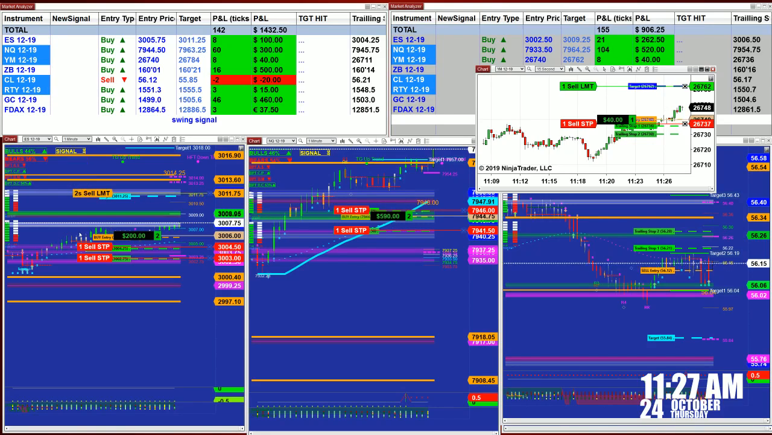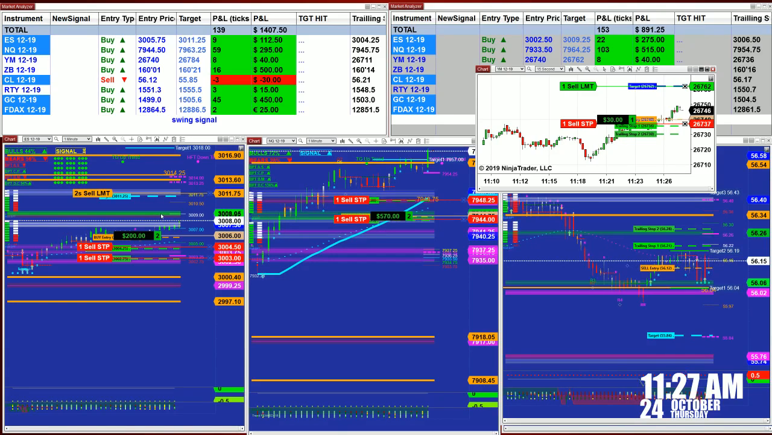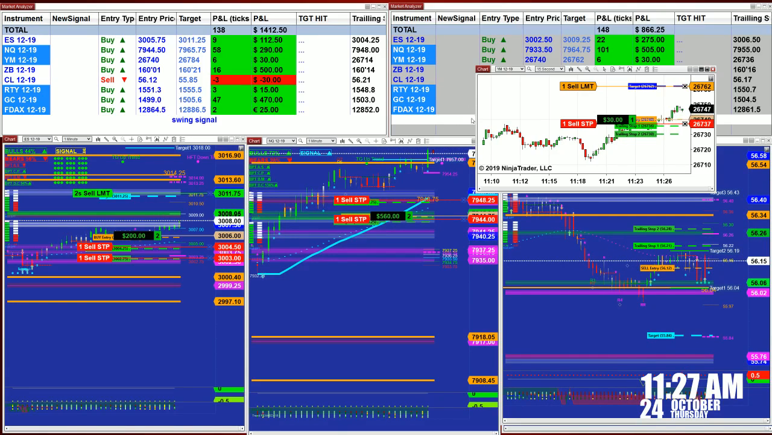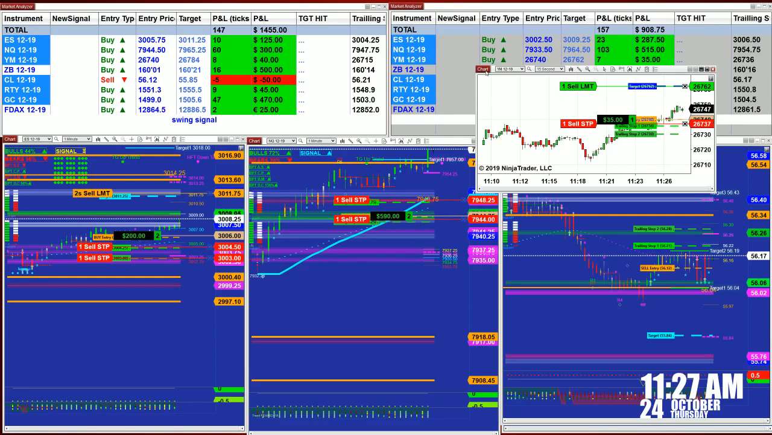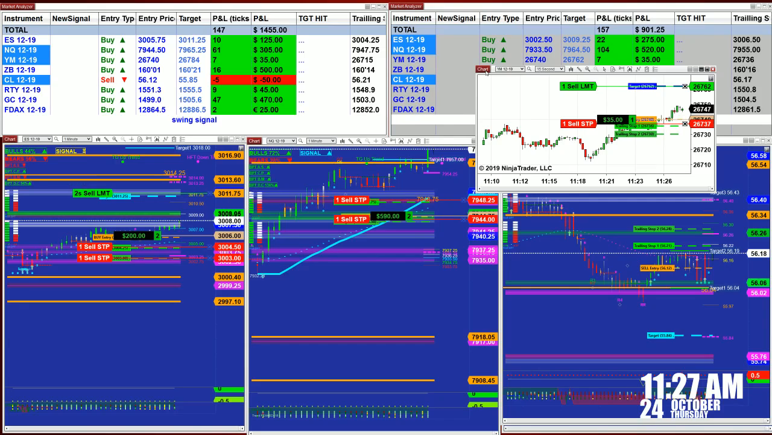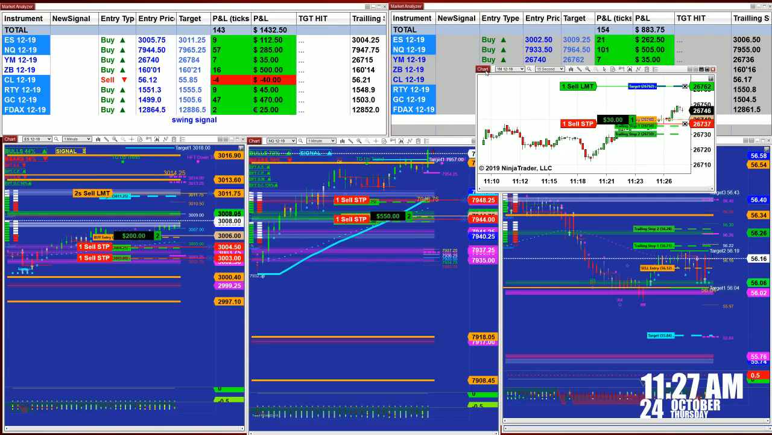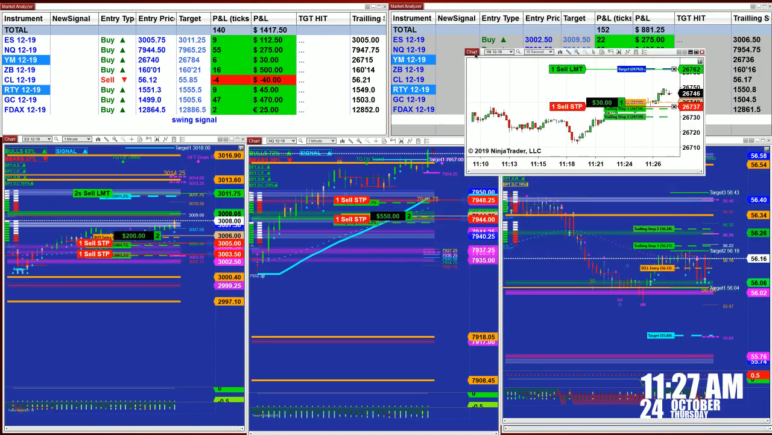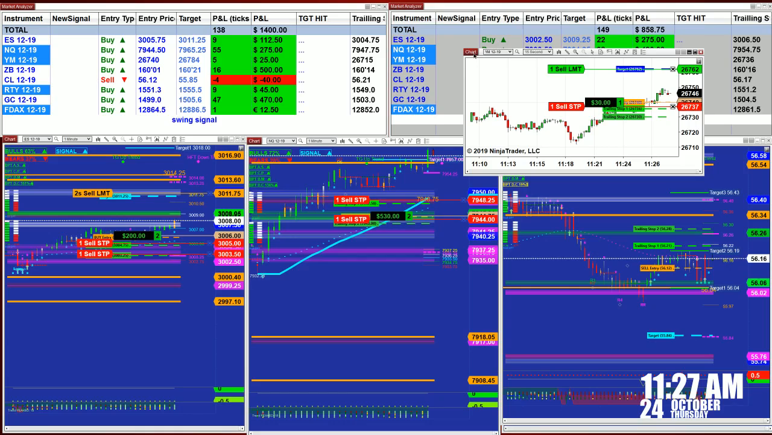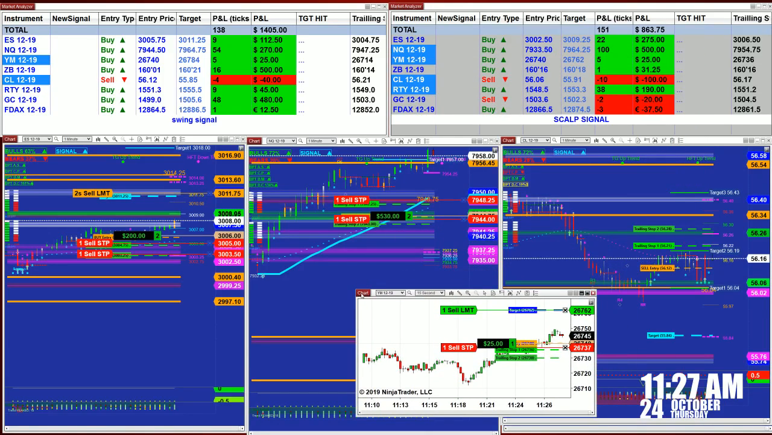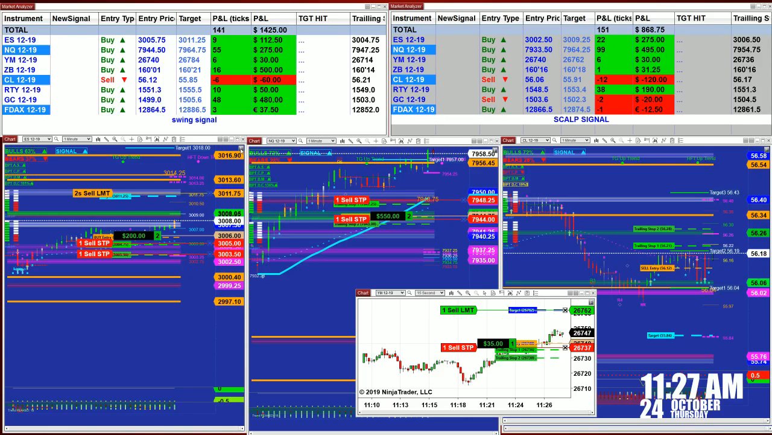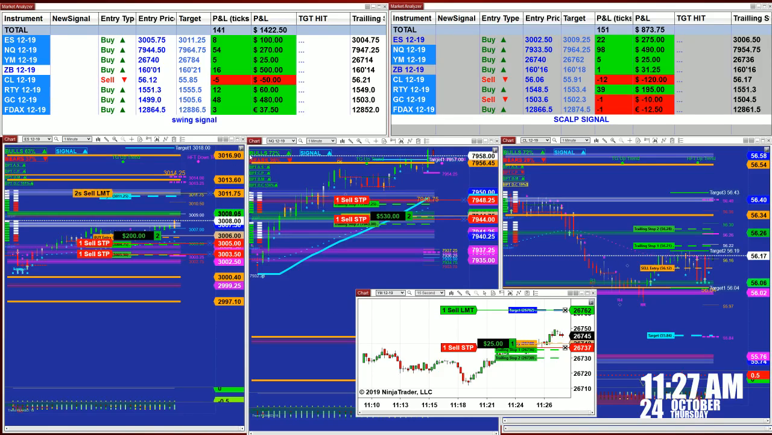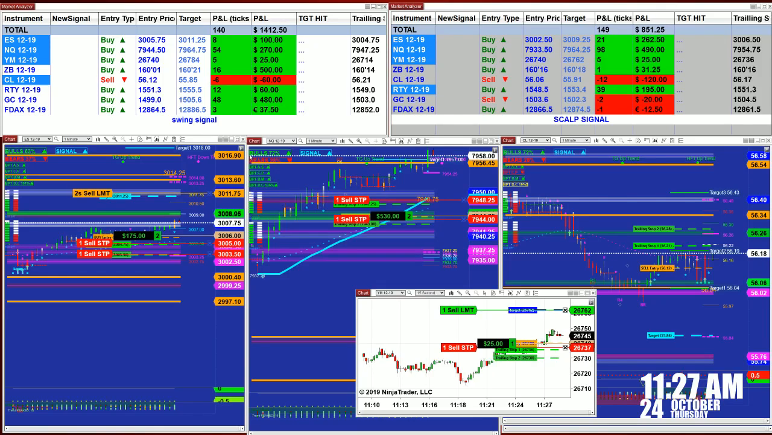Let's see if this ES is able to break the 309. If it breaks the 309, that will be great. I doubt it, but we'll see. Okay, it's trying. And that has an impact directly on your scalper YM. Very important to see the ES breaking the 309.